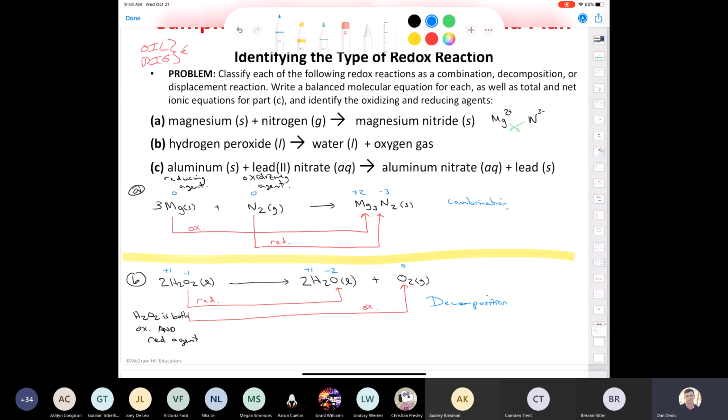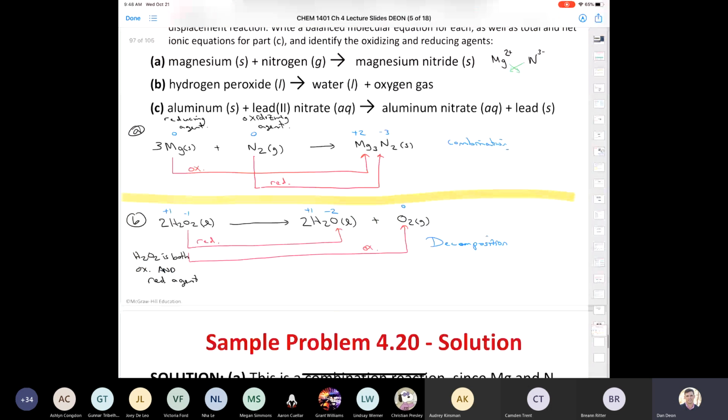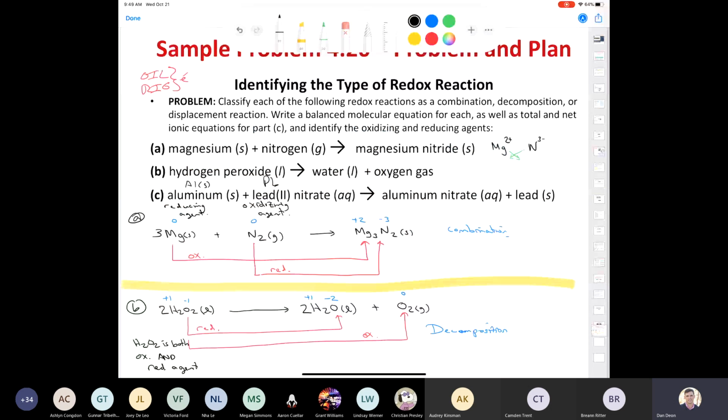And the last one, I'm going to just go over the solution here. What was the question? I didn't even read it. It's when we take aluminum, which is a solid, and we add it to lead-2 nitrate, so that's Pb(NO3)2 aqueous, and then we produce aluminum nitrate, which would be Al(NO3)3 aqueous, plus solid lead. Then we have to balance the equation. So now I've balanced the equation.